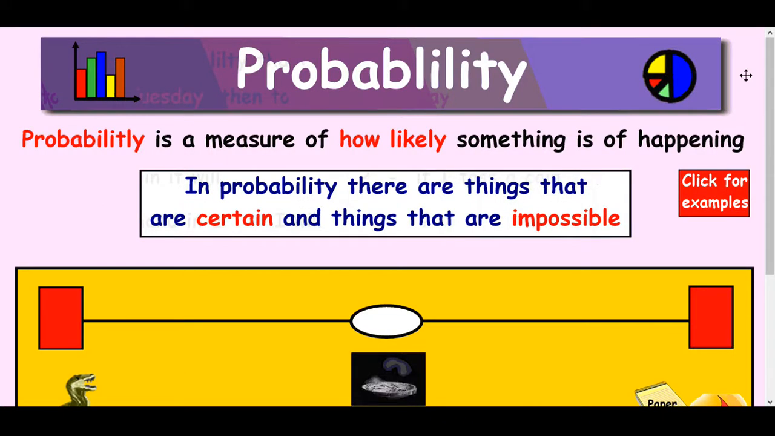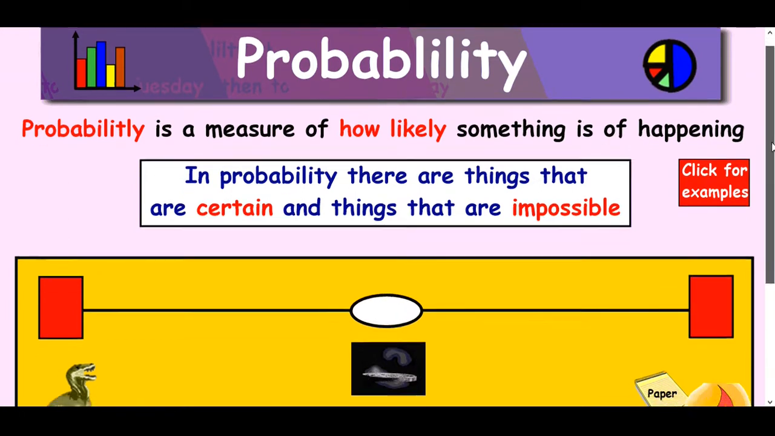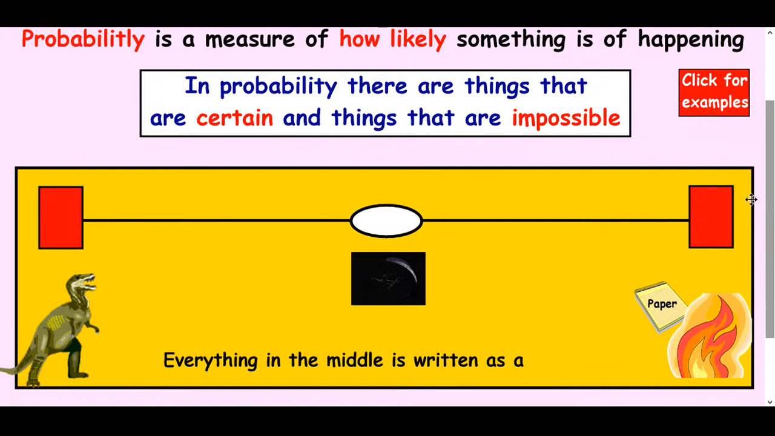Hi there, in this lesson we're going to look at something called probability. So as you can see on the screen, we've got probability as a measure of how likely something is to happen. And I've got a wee diagram down here of what's called a probability line. It tries to help us sort out the ideas behind this.